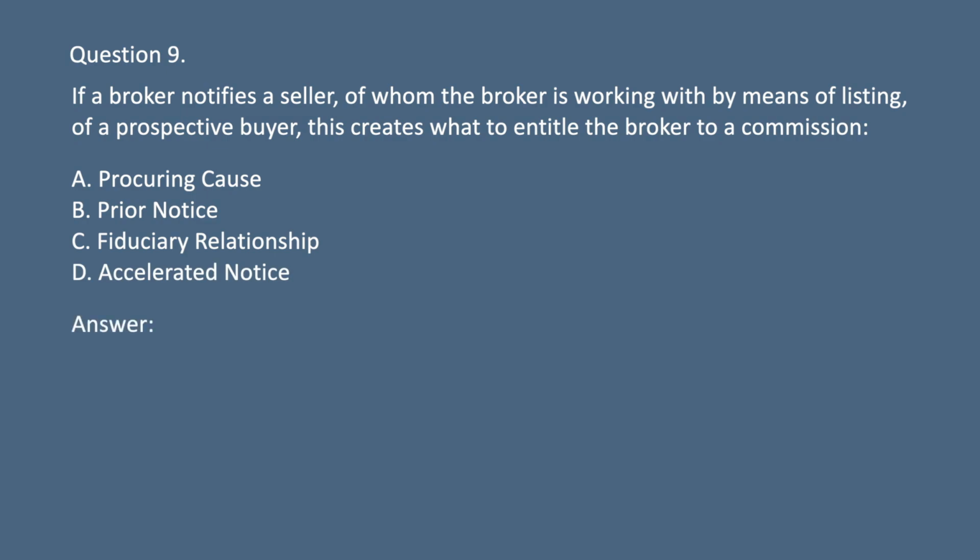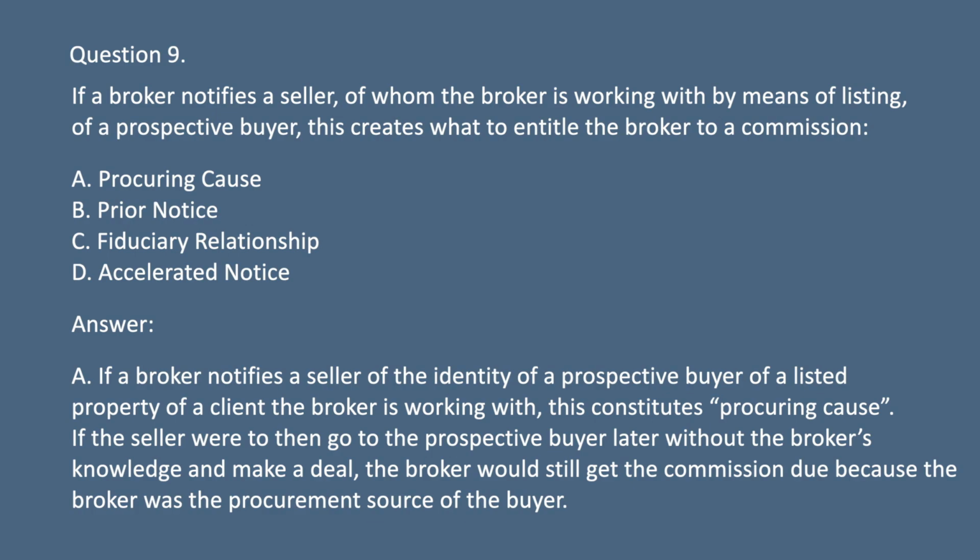Answer. A. If a broker notifies a seller of the identity of a prospective buyer of a listed property of a client the broker is working with, this constitutes procuring cause. If the seller were to then go to the prospective buyer later without the broker's knowledge and make a deal, the broker would still get the commission due because the broker was the procurement source of the buyer.